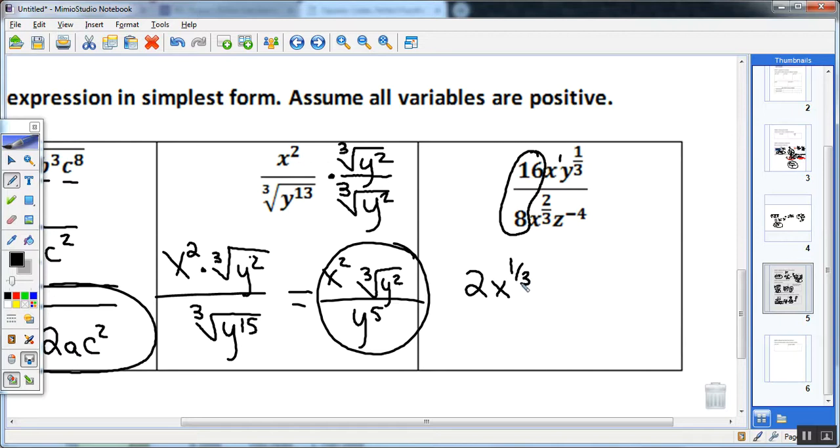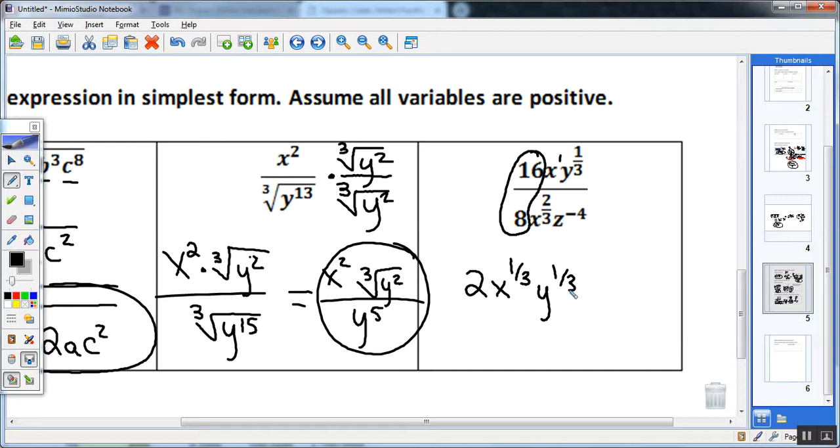Okay. There's some y's, guys. There's a y up top, but no y in the bottom. So times y to the what? Now here's the deal. I've accounted for the 2. The 2 came from 16 over 8. I've accounted for the x to the 1/3 by combining those. Y was itself. Z has a problem. And the problem with Z is what? It's negative. The exponent's negative.